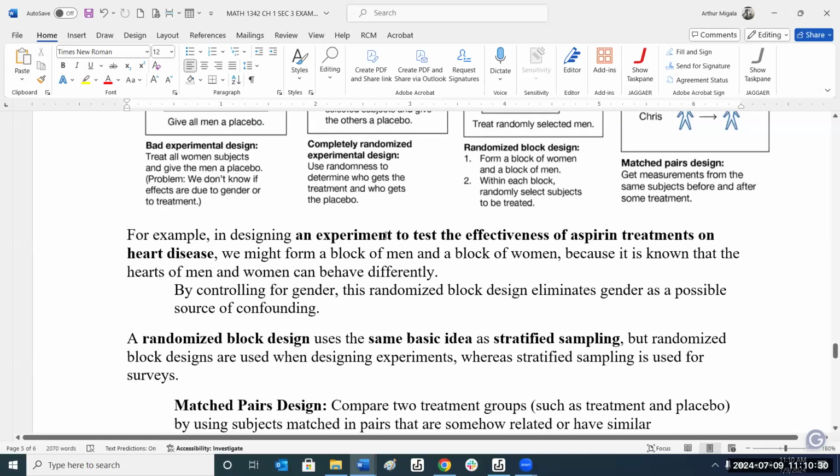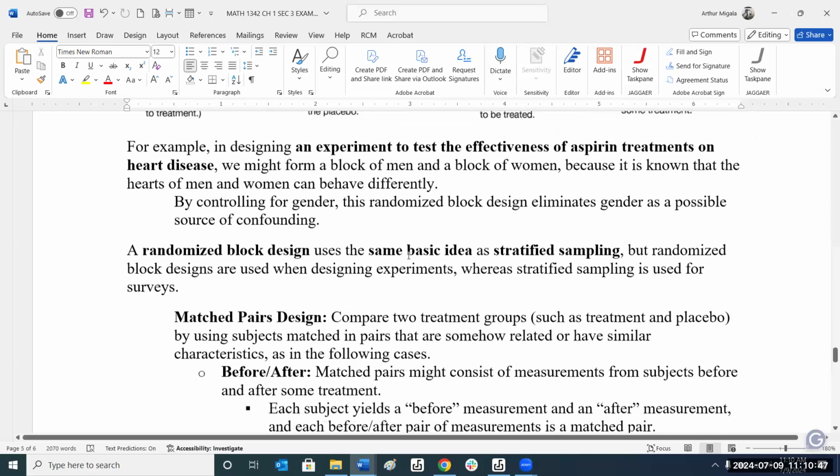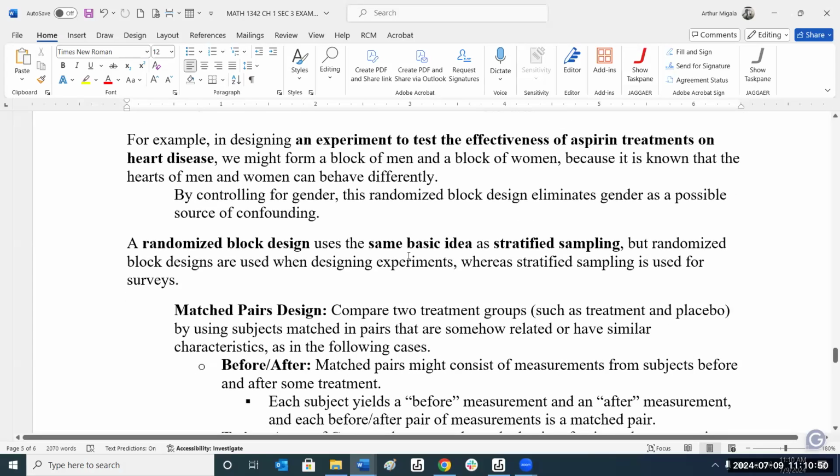In designing an experiment to test the effectiveness of aspirin treatments on a heart patient, we may look at blocks of men or a block of women, or look at age groups or ethnic compositions. Because all of those have very dramatic differences when it comes to health and physical makeup.